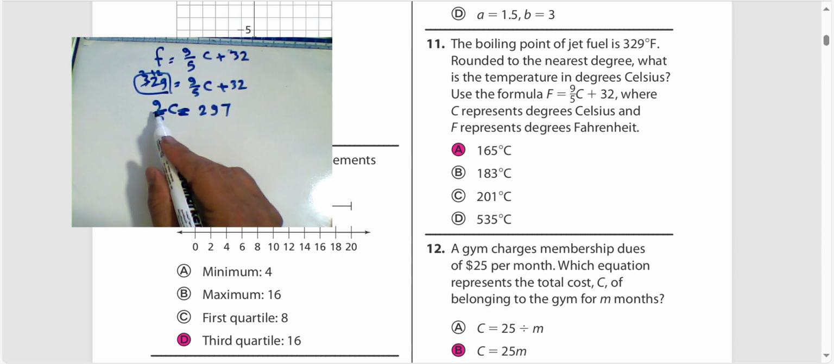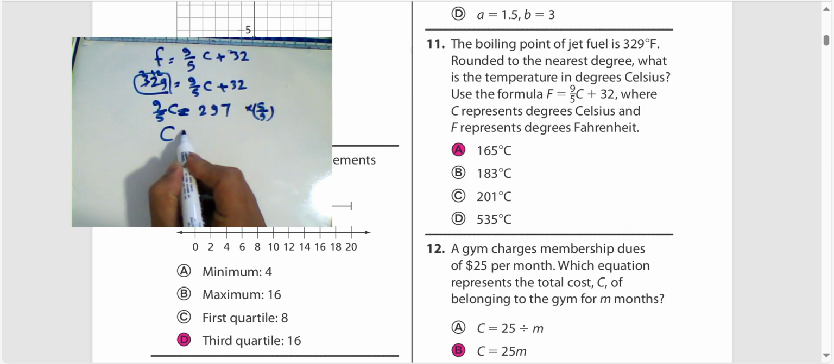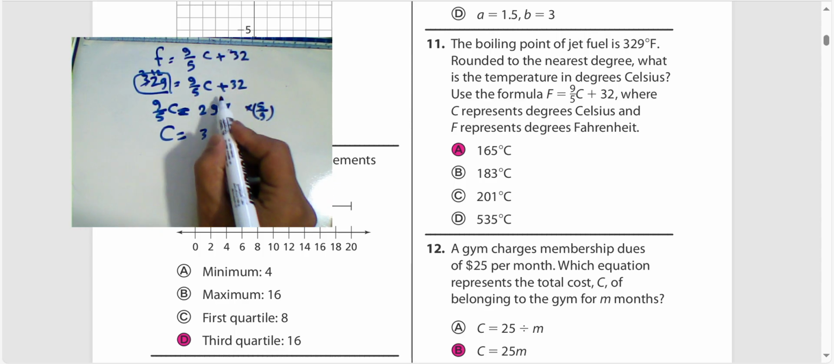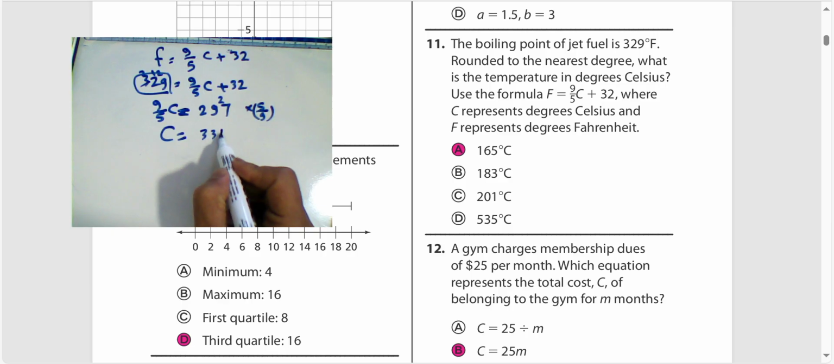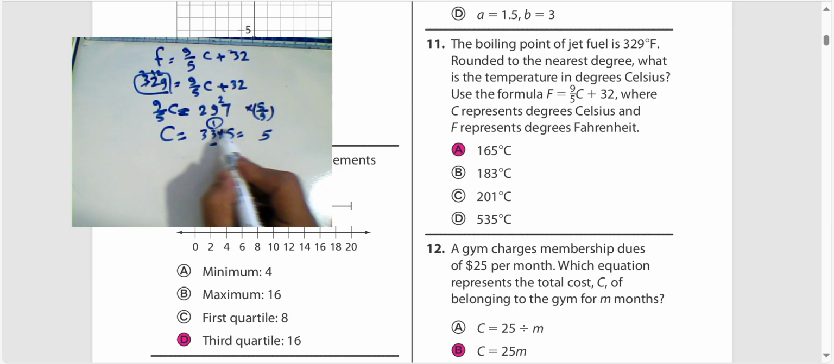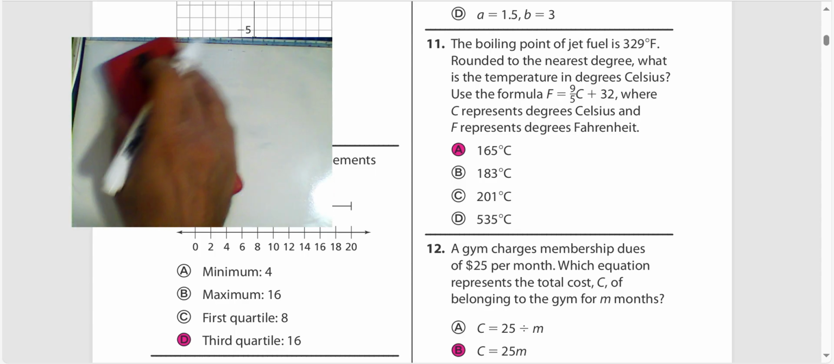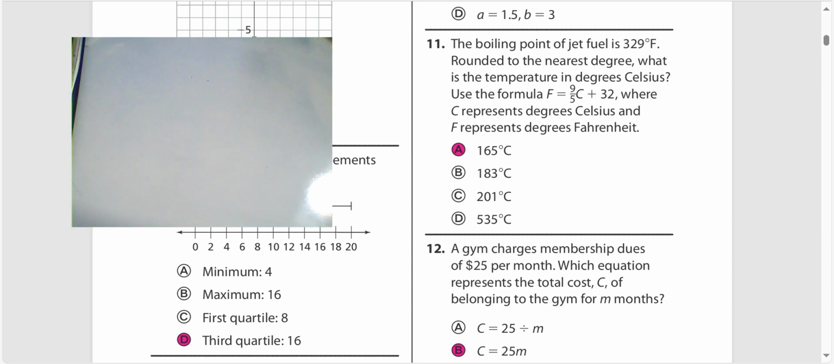And then we can cancel 9 over 5 by multiplying by the reciprocal, 5 over 9. Then 29 divided by 9 equals 3, 3 times 9 equals 27, and the remainder is 2. 27 divided by 9 equals 3, 33 times 5. 5 times 3 is 15, write 5 and carry 1, 3 times 5 is 15 plus 1 equals 16. The result will be 165 degrees. Okay, you must know the steps about this example.